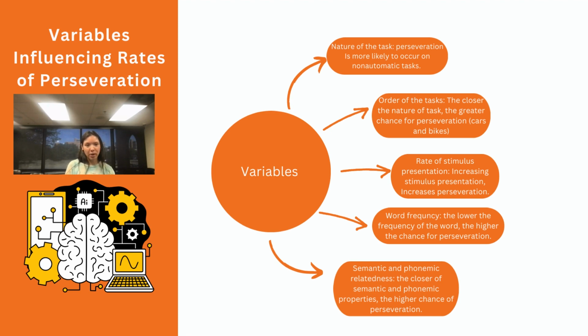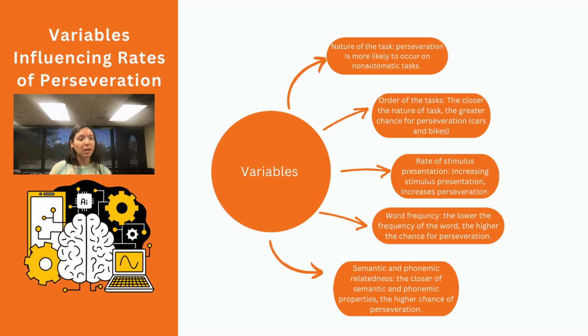Some variables listed in the book that influence the rate of perseveration are the nature of the task, the order of the task, the rate of stimulus presentation, word frequency, and semantic and phonemic relatedness. So, to go into further detail on each variable, for the nature of the task, the definition is that perseveration is more likely to occur on non-automated tasks. For order of the task, the definition is the closer the nature of the task, the greater the chance for perseverations. For example, labeling cars and bikes. And another example listed in the book is labeling fruits and vegetables.